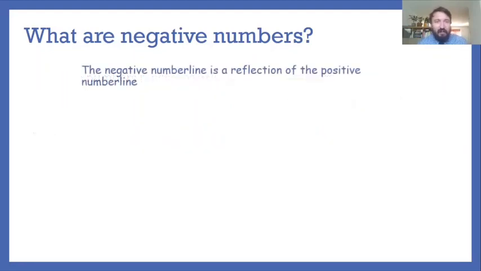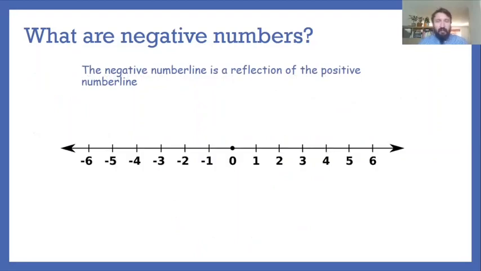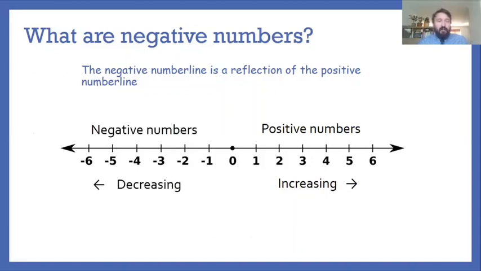The negative number line is a reflection of the positive number line. Now I've got a little animation here just to look at it. Here we go. We've got 1 through to 6 positive numbers. Our positive numbers are increasing, so off to the right we're heading up and increasing. Our negative numbers, if you placed a mirror in between, are decreasing.